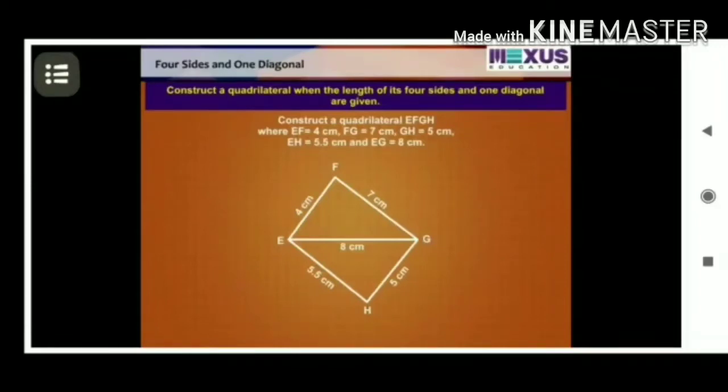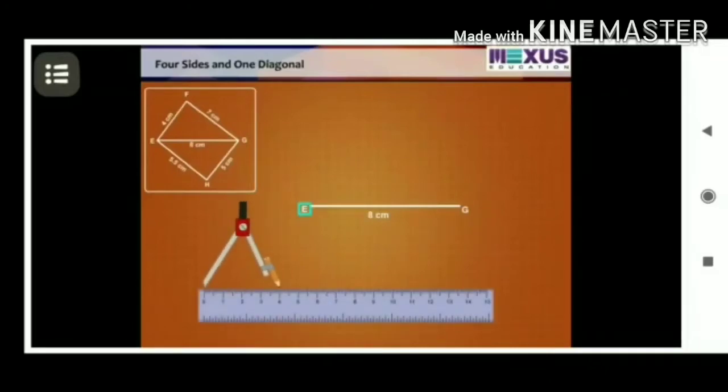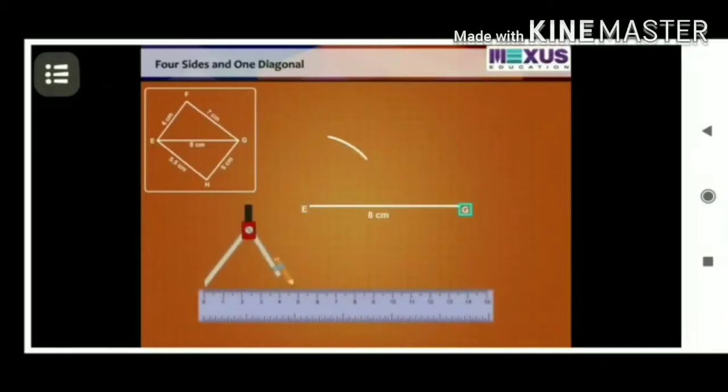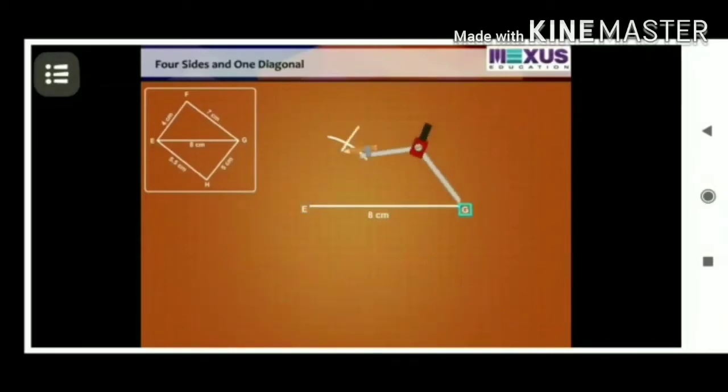Step 1. Let us first draw a triangle EFG using the SSS construction condition. Draw a line segment EG equal to 8 centimeters. With E as center and radius 4 centimeters, and G as center and radius 7 centimeters, draw arcs to cut each other at F. Now join EF and GF.